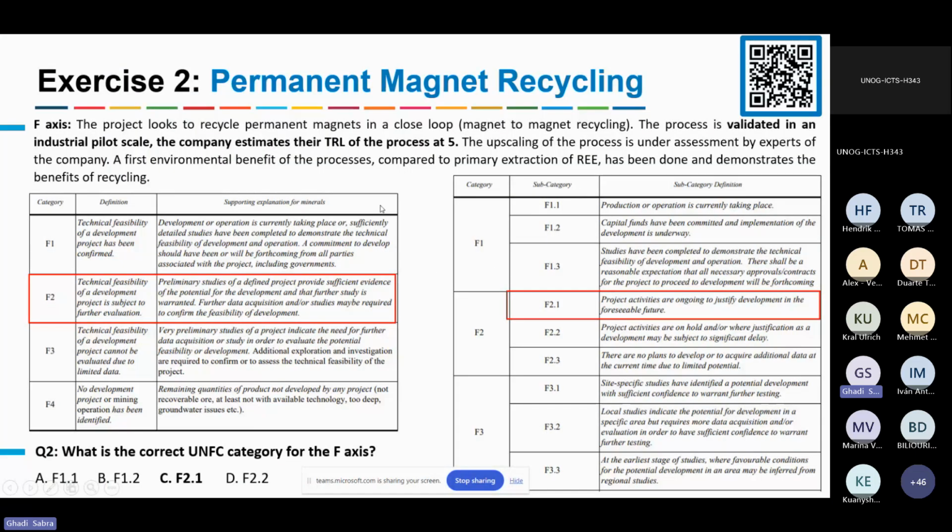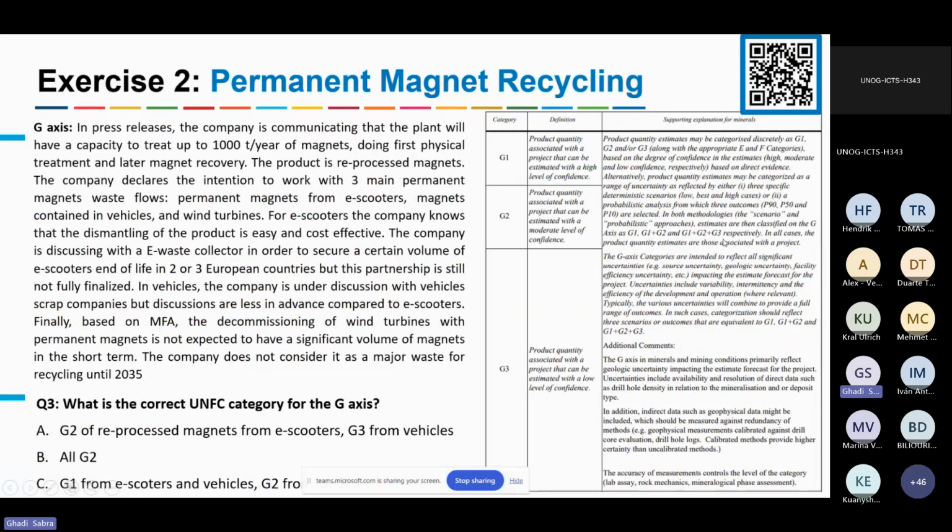This one is a bit tricky, but some of the information does indicate an F2.2. Here we're talking about the project being validated in an industrial pilot scale with the given TRL. So the correct answer is F2.2. The activities are ongoing to justify development in the foreseeable future. Let's proceed. Now the G-axis. This one is a bit difficult, let's say, but let's see whether we got the gist of it or not.